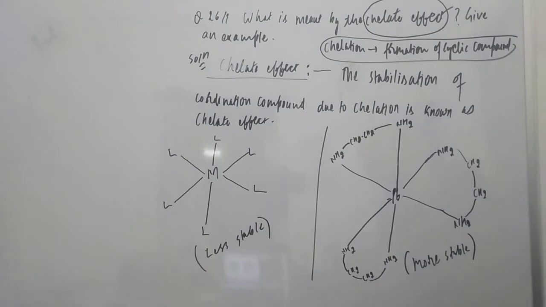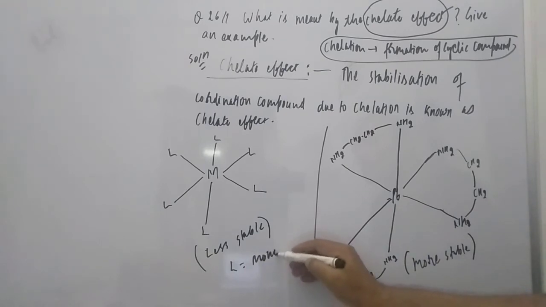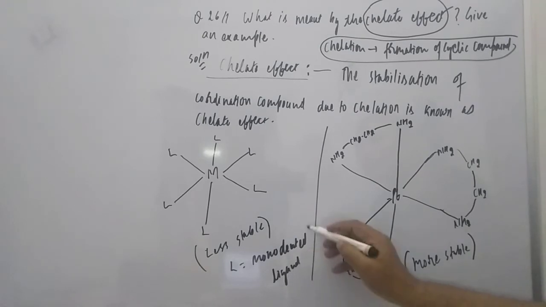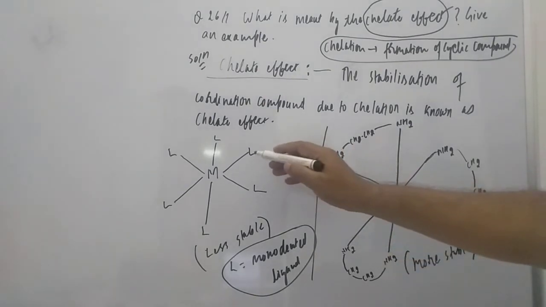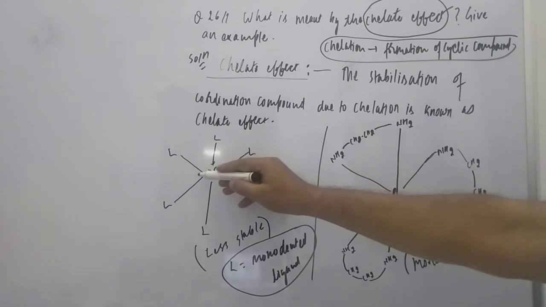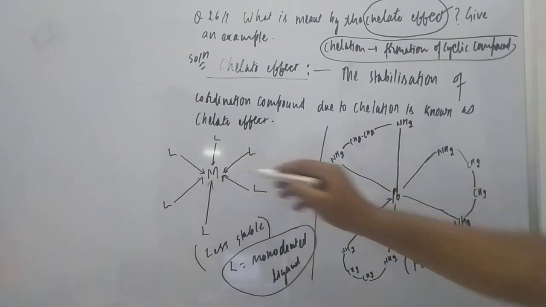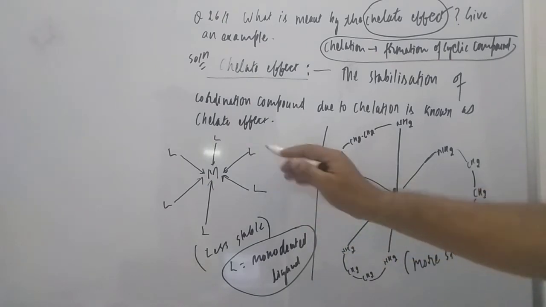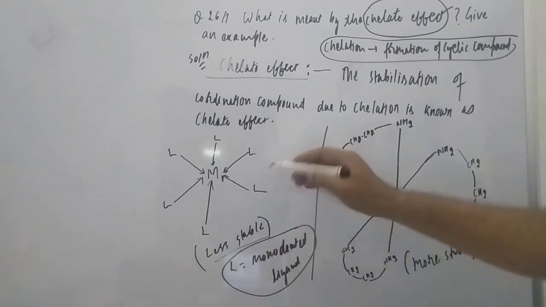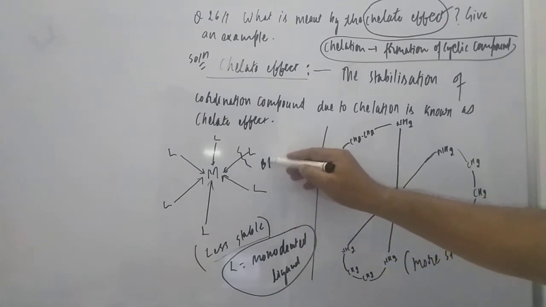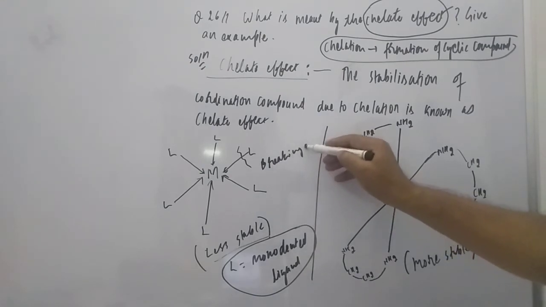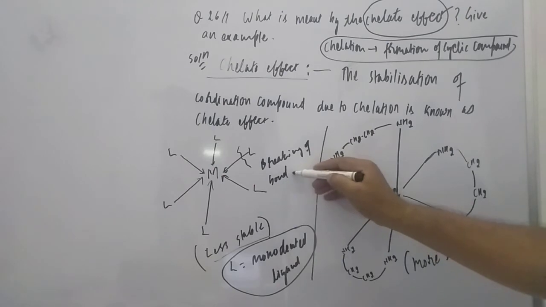I already drew the structure. Suppose a monodentate ligand is there, L for monodentate ligand. If the monodentate ligand is there, what will happen, student? It forms only one bond between the ligand and the central metal atom. So it is a single bond, which is less stable. Why? Because if the single bond is there, it can be easily broken. Breaking of the bond is easy.